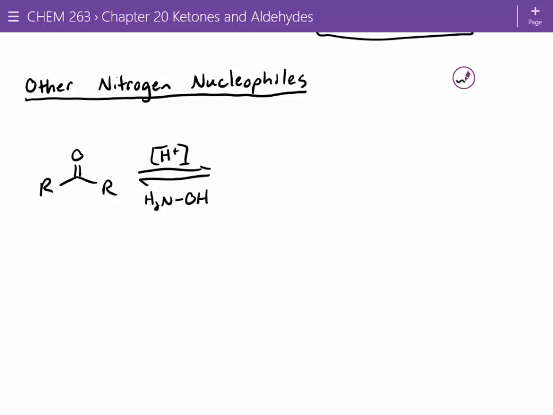An imine, why is that? Yeah, because you've got a primary nitrogen. So in this case, what you get is something that's called an oxime. It's an imine where that R group is changed to an OH group. These are commonly seen.